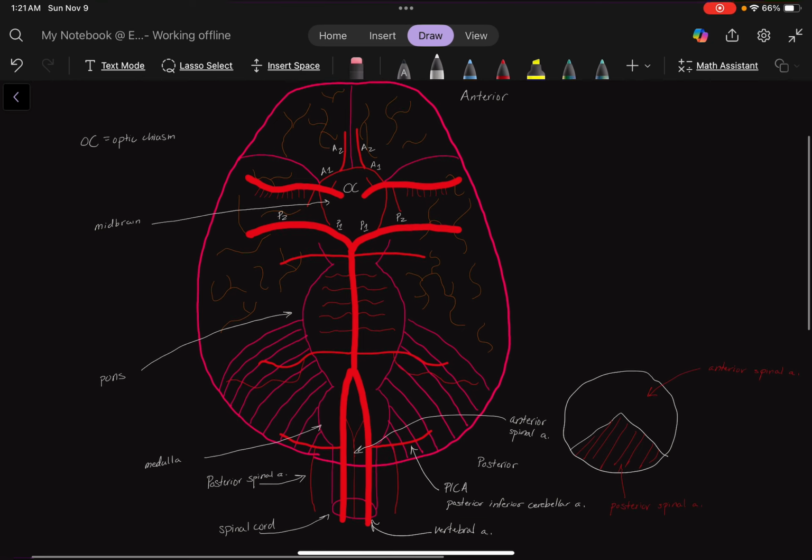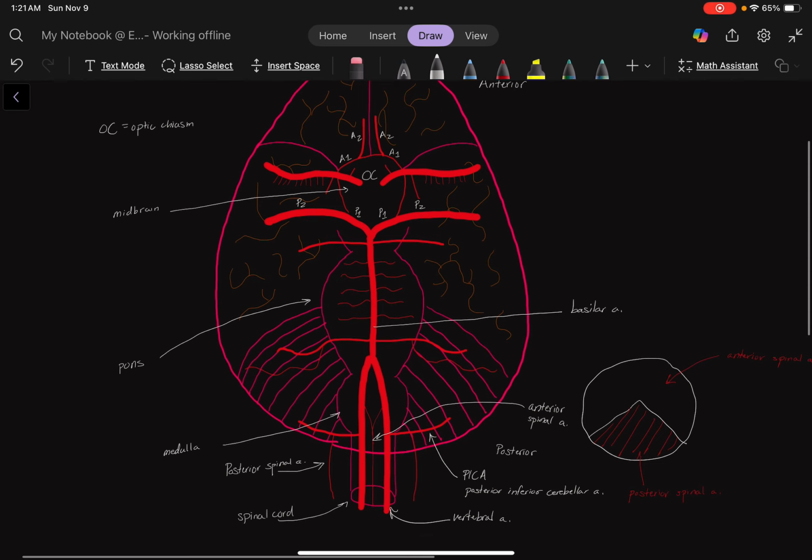Now, as we keep going up, the vertebral arteries eventually join right here. They eventually join, and at this junction, the vertebral arteries become the basilar artery. So this big artery right here, very clinically relevant, would be the basilar artery. So let me go ahead and label that. So this is going to be the basilar artery.